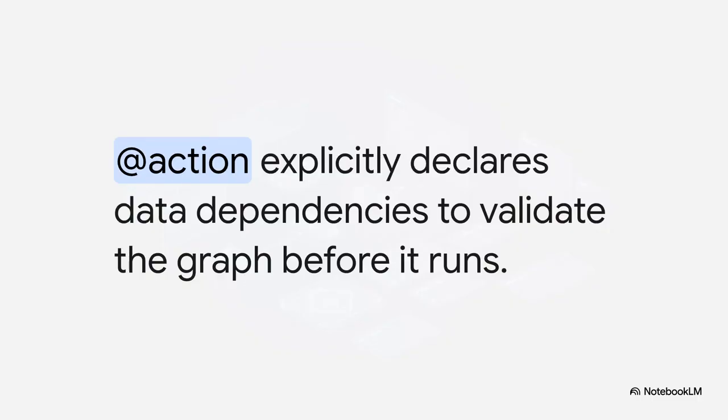Now, the really crucial part is how you actually build this in code. Developers enforce this cycle using the @action decorator in standard Python to explicitly declare their data dependencies. By stating exactly what this function reads, say, the chat history, and exactly what it writes, like the response, Burr can statically validate the entire graph before it even runs. Seriously, no more runtime key errors just because an LLM hallucinated and forgot a variable.